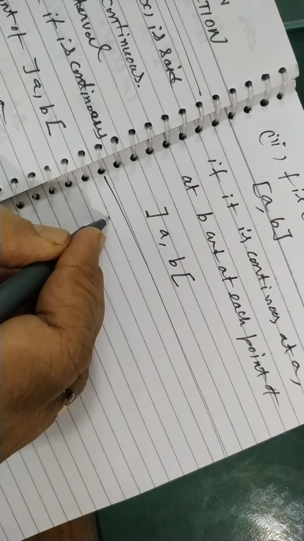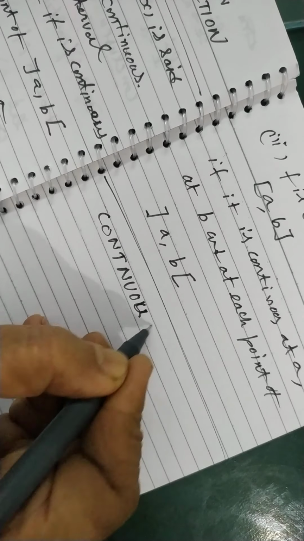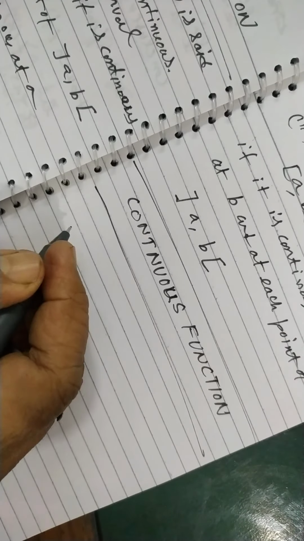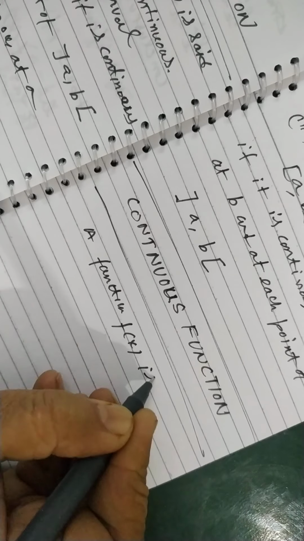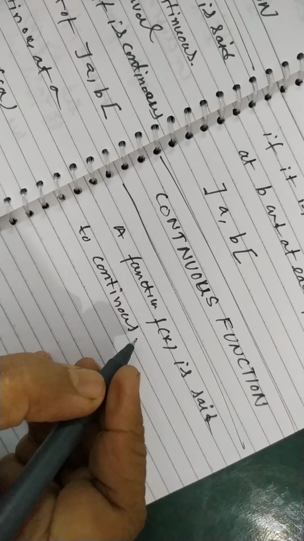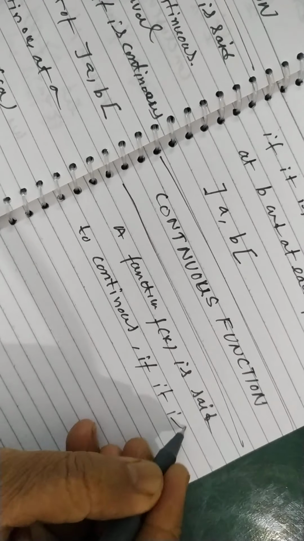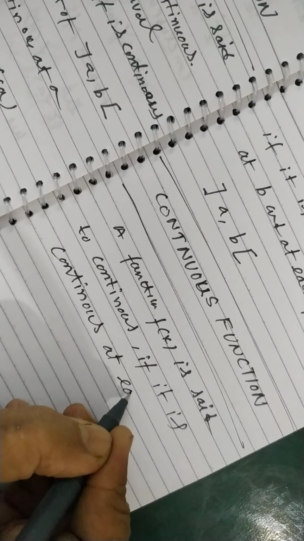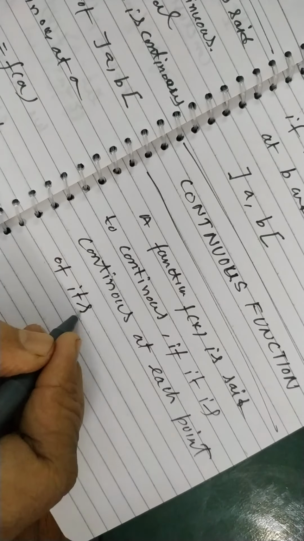Some concepts of continuous function. A function f(x) is said to be continuous if it is, हर डोमेन के लिए continuous, continuous at each point of its domain.